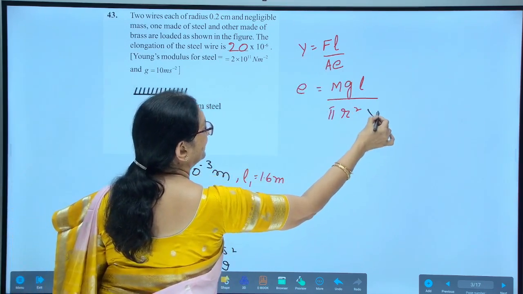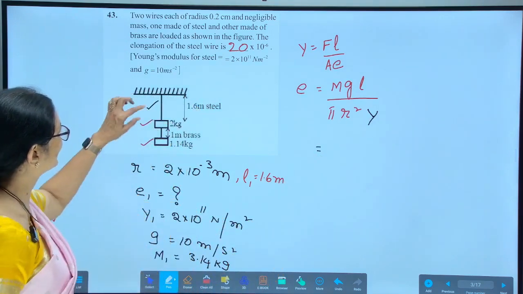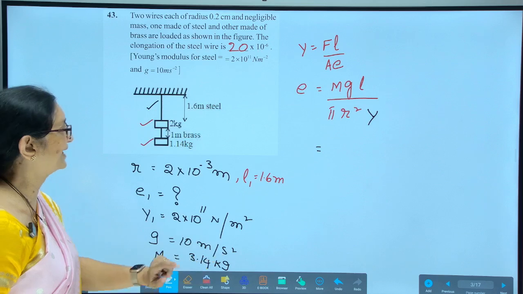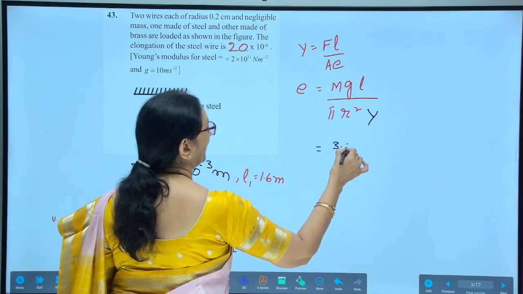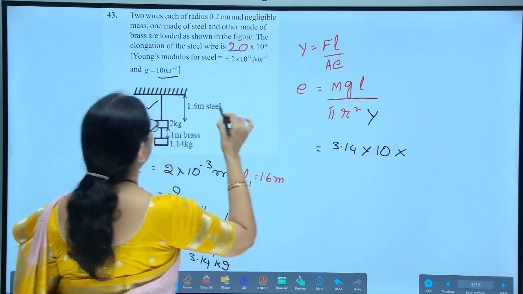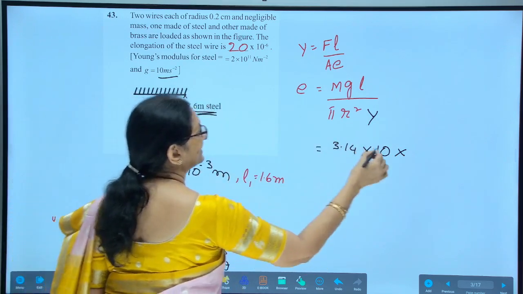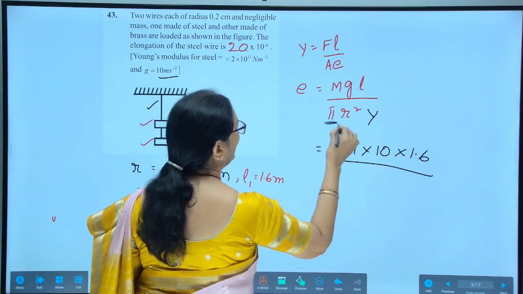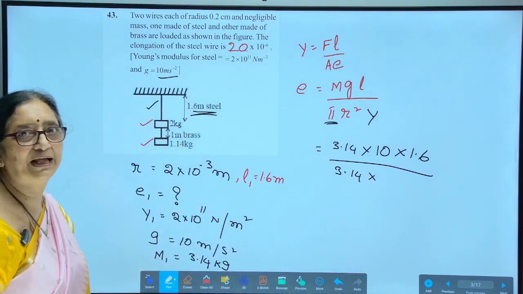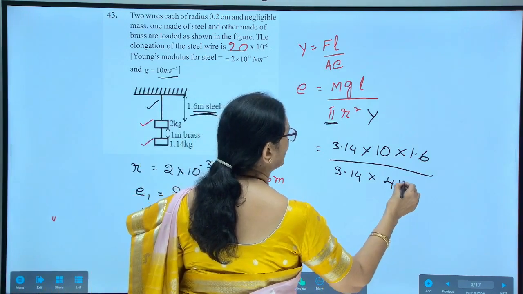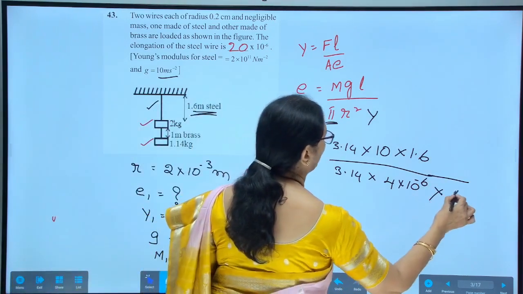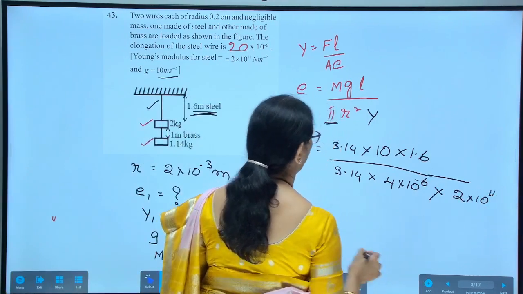That Y comes here. So, what is the mass attached to the steel wire? This 2 kg plus 1.14. So, mass attached will be 3.14. And the value of g is given as 10. Length of the steel wire is given as 1.6 meters. Value of pi is 3.14. Radius of the wire is given as 2 into 10 power minus 3. R square becomes 4 into 10 power minus 6. And Young's modulus is 2 into 10 to the power of 11.